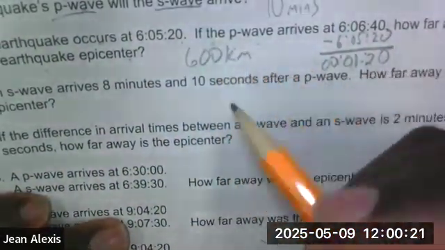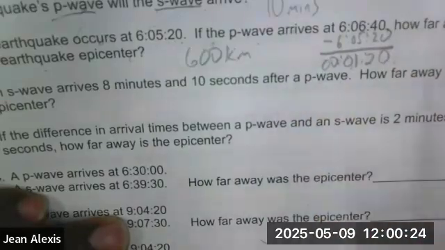And keep in mind, you're free to pause, rewind, slow down. You can do all these things.